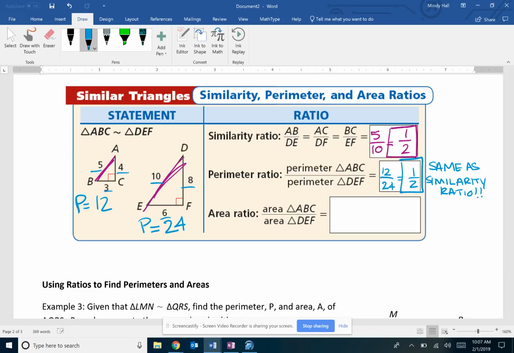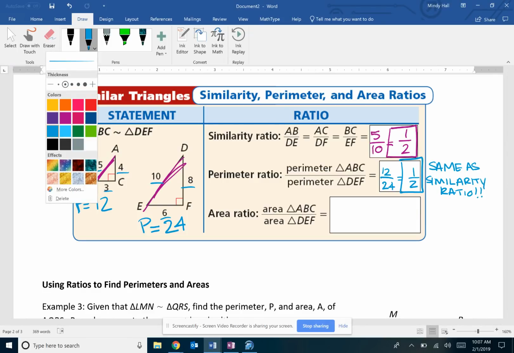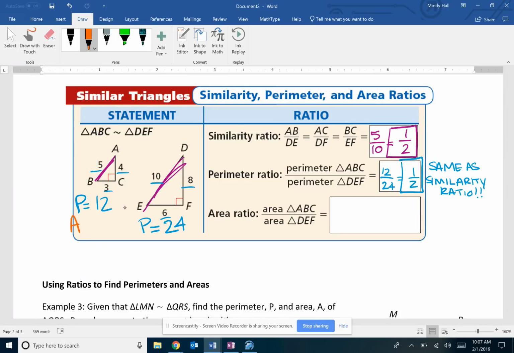Okay, and then last but not least, if we look at the area of these shapes, we're going to have to find the actual area of ABC. So we have 1/2 times our base of 3 times our height of 4. So that'd be 1/2 times 12, which gives us an area of 6. And if we do the area of our big triangle, we have 1/2 times our base of 6 times our height of 8. And then 1/2 times 48 gives me 24.